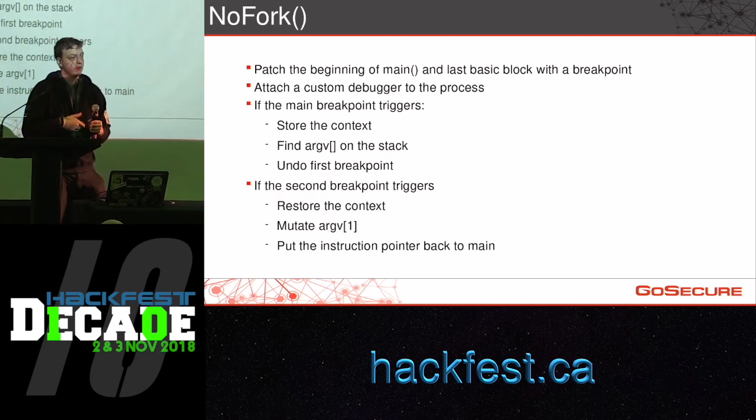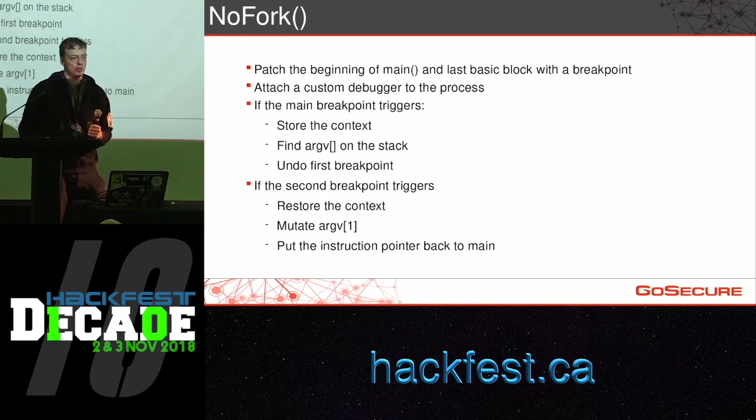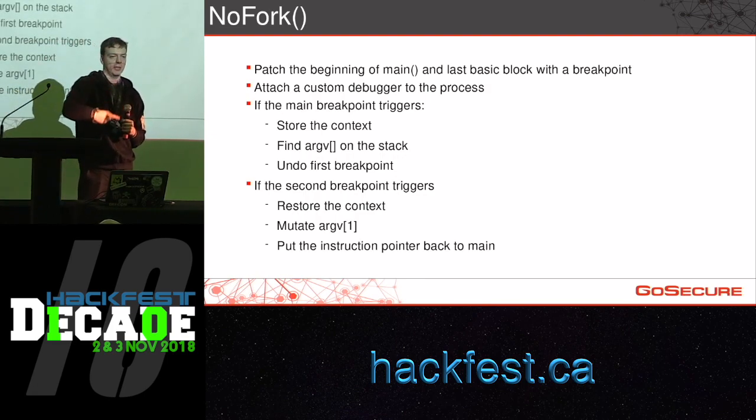If the second breakpoint triggers, we restore the execution context: we restore the CPU registers, we restore the flags, we restore the stack, and so on. Then we mutate argv, because we found our input on the stack, so we mutate it in memory, and then put the instruction pointer back to main, right? So that it runs in a loop. We avoid that the program has to close itself.